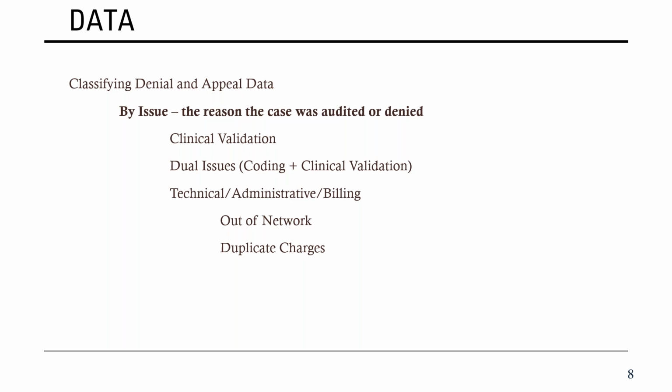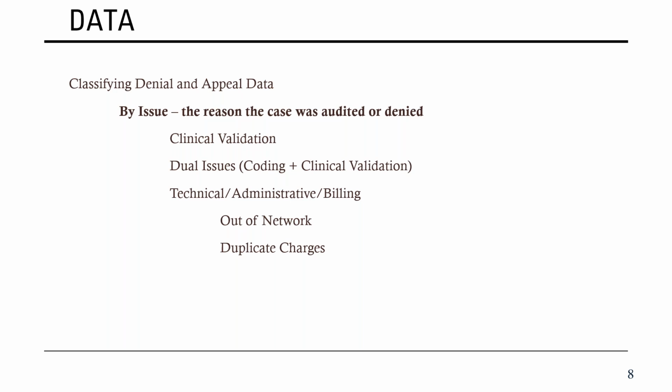So there could be a coding issue and a clinical validation issue, and we refer to those as dual issues, so coding and clinical validation. And then you can also think about technical, administrative, billing. Those don't fall under clinical validation. That's just another set of issues that could be things like duplicate charges, out of network. Some of those you may be able to appeal, some you may not be able to appeal. It could just be an error on the hospital side. But that's another bucket that denials can fall into.